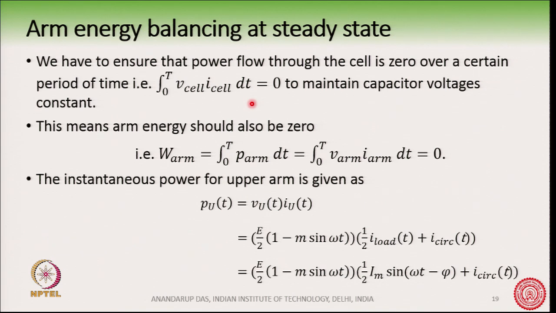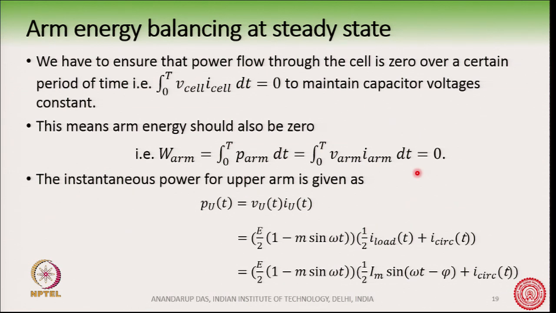So, this means that if we extrapolate this way for the arm, a similar conclusion can be drawn: integral of V arm I arm dt is 0 over this time period T. And if we can ensure this, then the net arm energy is 0 over a certain time period, and then the arms can maintain the same voltage.